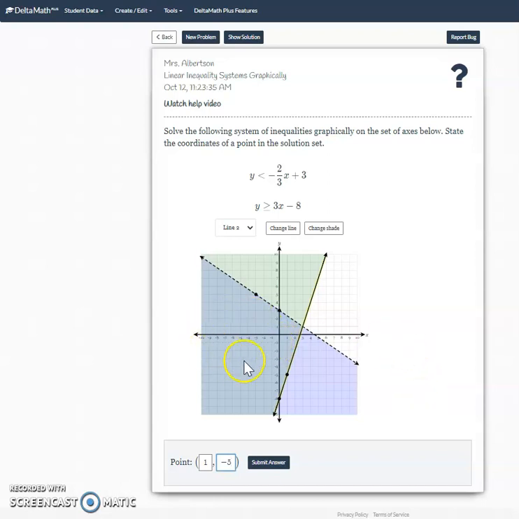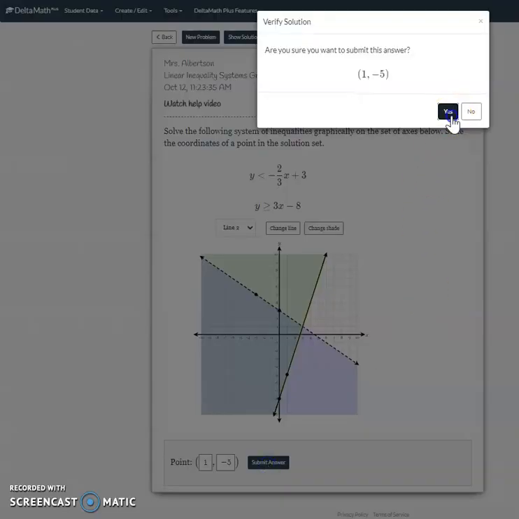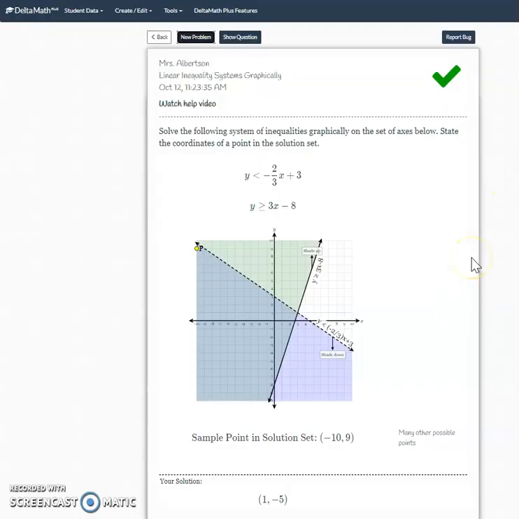I can choose anything in this shaded area out here. If I choose something up here, that would be a solution for that inequality only. A point in this area down here would be a solution for that inequality only. If I were to pick a point out here, it's going to be a solution for neither one because it's not shaded at all. All right, so submit, yes, and we got it right.